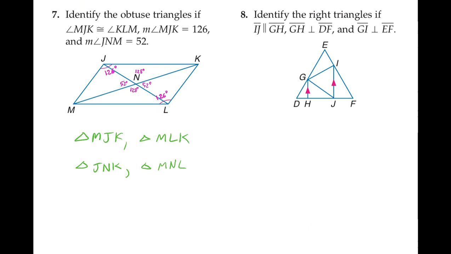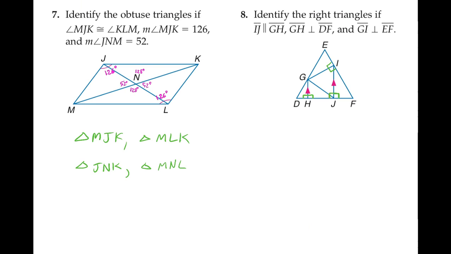All right, over on the right, identify the right triangles, and it says those two lines are parallel. It shows us that. It says GH is perpendicular to DF. Okay, so that means these are both right angles. And then GI is perpendicular to EF, so this is perpendicular to this. Well, if this line is perpendicular to GH, and IJ is parallel to it, then it's the same corresponding angle over here. So that's a right angle, so that's a right angle.